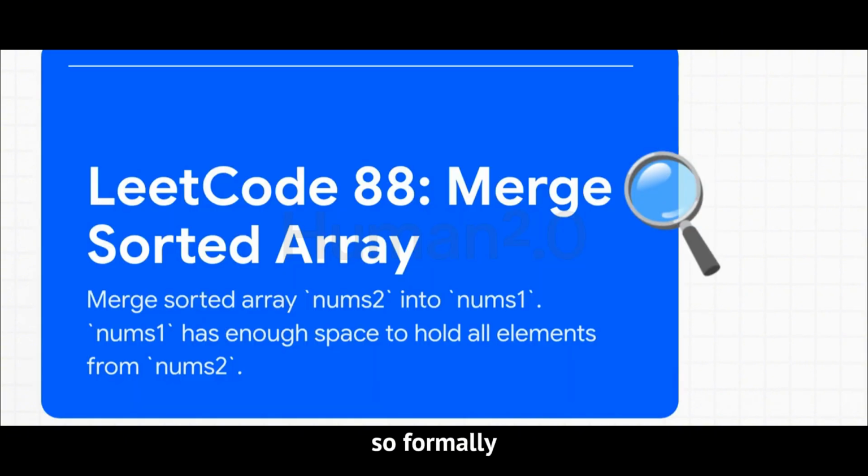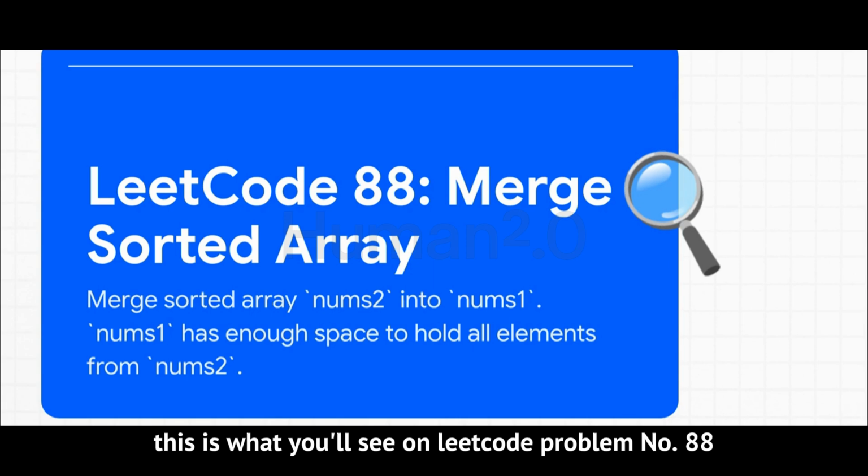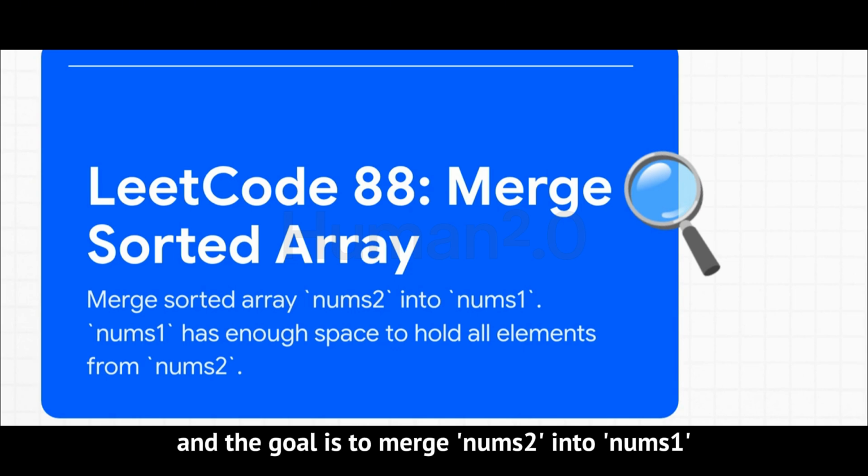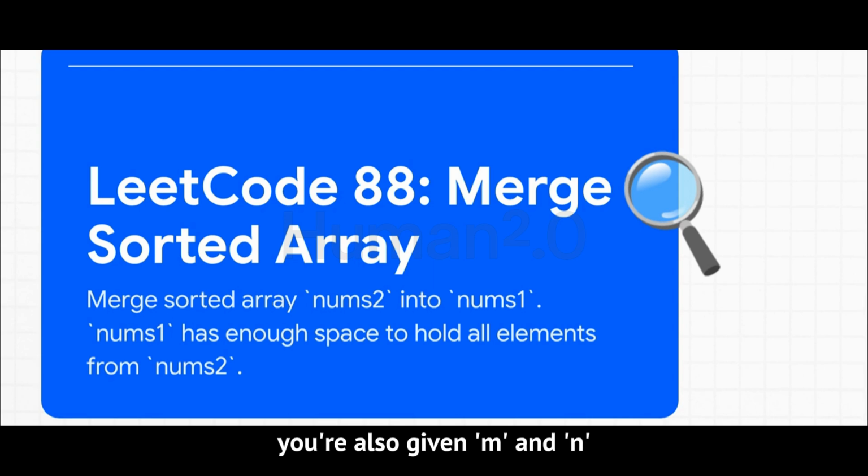So, formally, this is what you'll see on LeetCode. Problem number 88. We get two sorted integer arrays, nums1 and nums2. And the goal is to merge nums2 into nums1. Now, here's a super important detail. You're also given m and n. These aren't the total lengths of the arrays. No, m is the number of actual numbers in nums1, and n is the number of numbers in nums2.